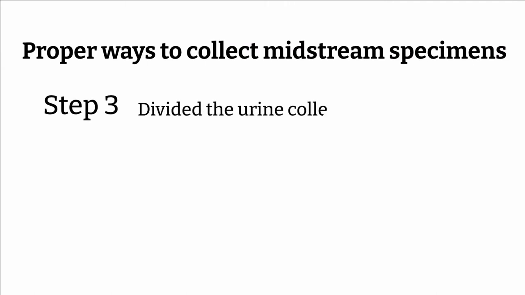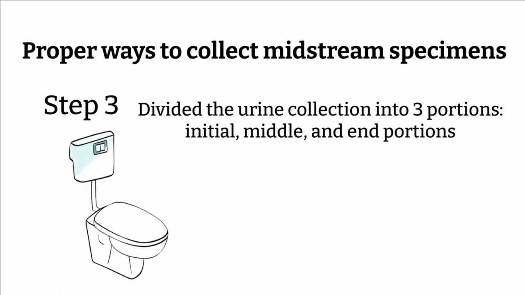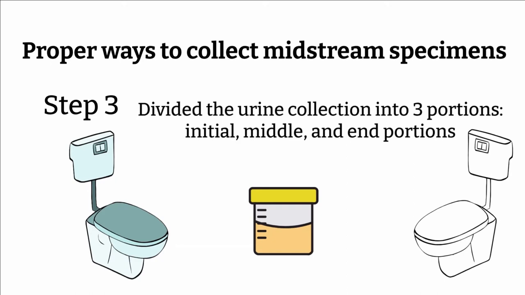Third, the actual collection part of your urine. We divide the urine into three parts: the initial, middle, and end portion. This may be a little bit tricky, but this is how it should be collected. Void the initial portion of your urine and let it go down the toilet. Open the sterile container and continue without touching the outside of your genitalia area. And the end portion of your urine should go down the toilet as well.